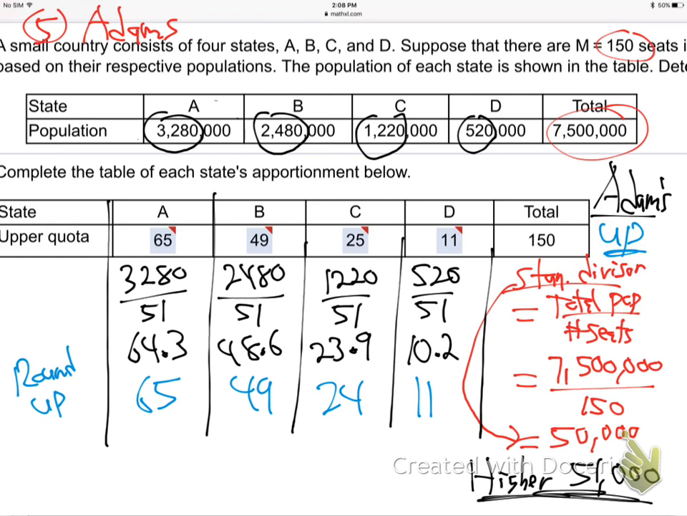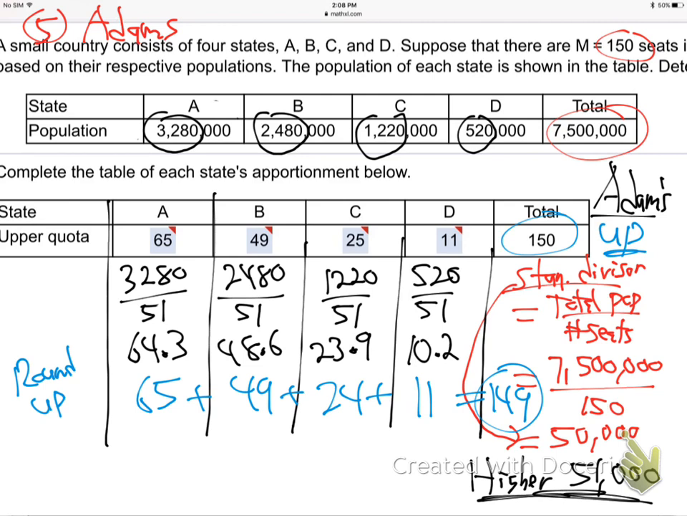So everybody good so far? Everybody see what I did? I just rounded everybody up. Even the really small 0.3 and 0.2 rounded up. Up means up. So Adams is thinking, we just round them all up, it'll all be good. Well, if you add these up now, you're going to get 149 seats, but you're supposed to give away 150. So that ain't the answer. We got to fix something.